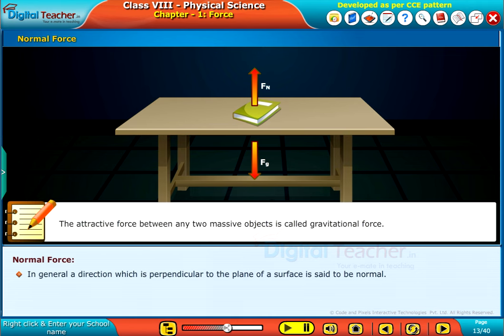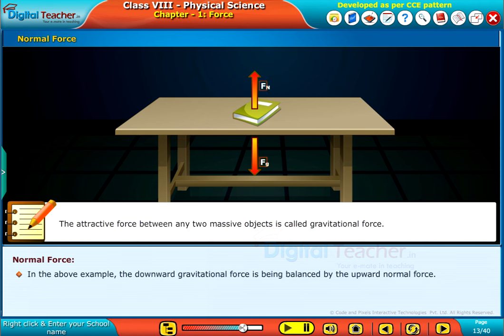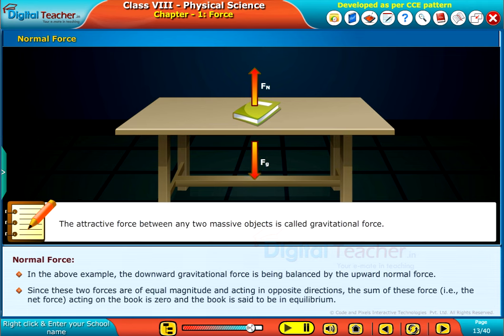Note: the attractive force between any two massive objects is called gravitational force. The force that a solid surface exerts on any object in the normal direction is called the normal force. In the above example, the downward gravitational force is being balanced by the upward normal force. Since these two forces are of equal magnitude and acting in opposite directions, the sum of these forces, that is the net force acting on the book, is zero, and the book is said to be in equilibrium.